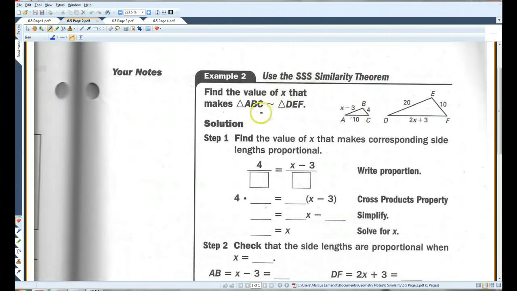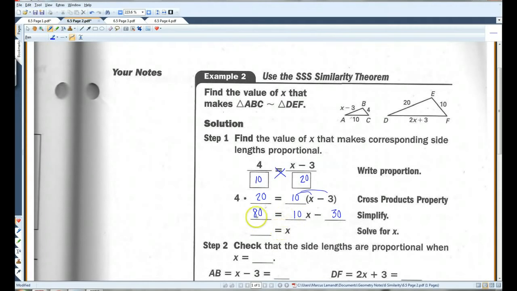Find the value of x that makes triangle ABC similar to triangle DEF. Okay, first thing, we need to find the value of x that makes the corresponding side lengths proportional. 4 corresponds with 10. X minus 3 corresponds with 20. So now we can cross multiply. 4 times 20 equals 10 times x minus 3. I have to distribute the 10. 4 times 20 is 80. I have 10x minus 30.